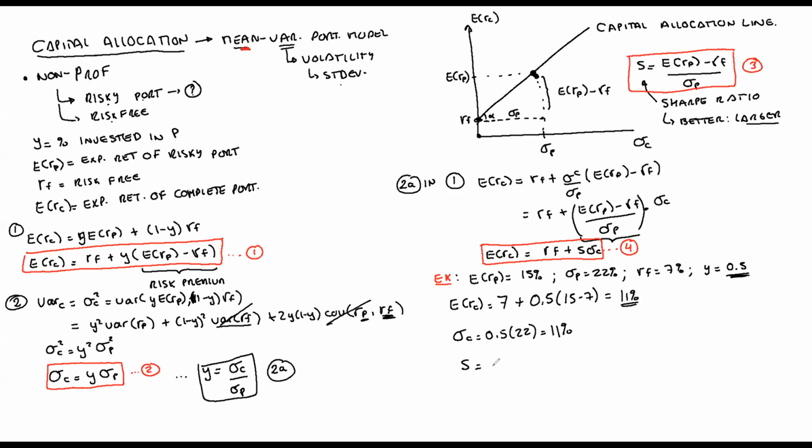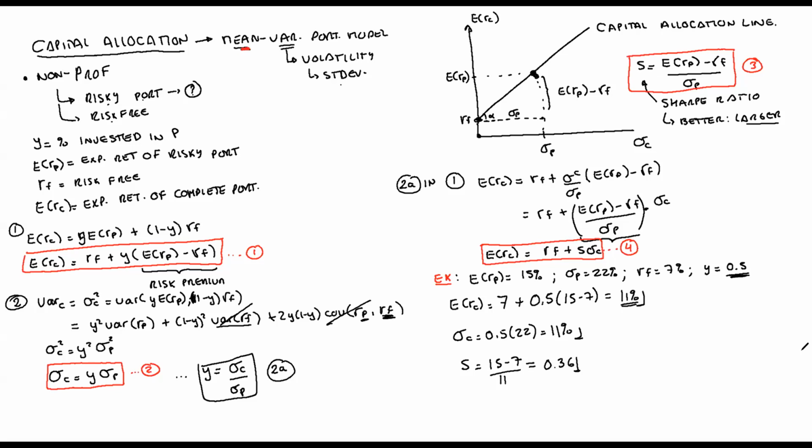Now, what is my S? Well, my Sharpe ratio is going to be equal to 15 minus 7 over 11, correct? So what do you get here? 8 divided by 11. 0.36. Okay. And that's it. So let's do more examples, and you help me, please.